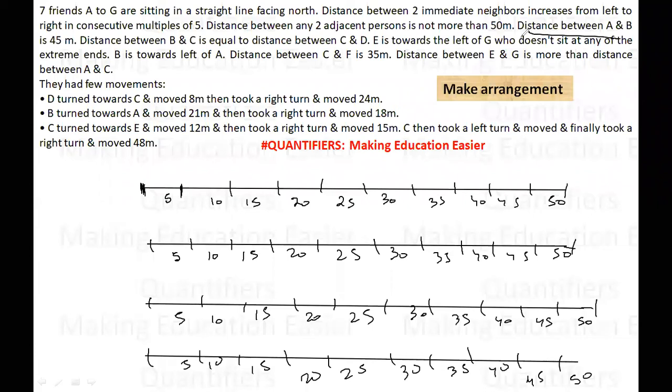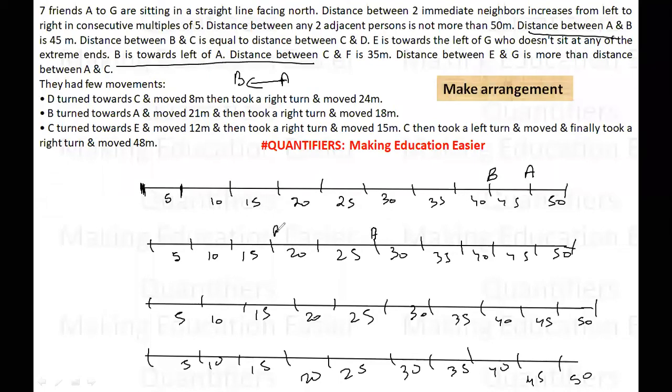Okay, let's now try to map arrangements on it. Distance between A and B is 45. Since the distance between A and B is 45, and it is also given that B is towards the left of A. So B and A. B is towards the left of A, and the distance between them is 45. So B here, A here, this is one possibility. I have to keep the distance 45, so I can take multiple arrangements also.